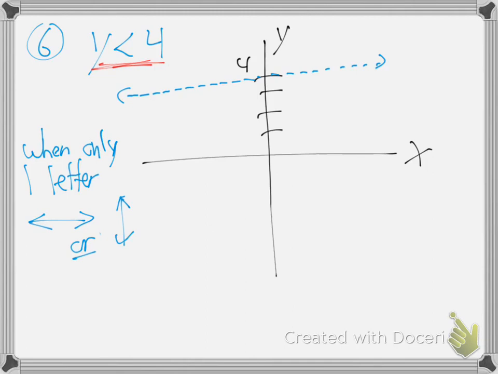Now, we do have to do the shade. We know it's a dotted line because there's no equals bar. No solid bar, no solid line, dotted. Now, do I shade above or below? Because greater than, less than always has shading one side or the other. What do they want? y is less. Lesser y values. Shade everything below. Done.